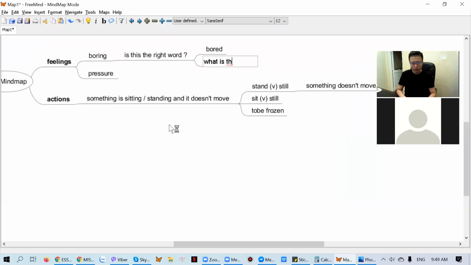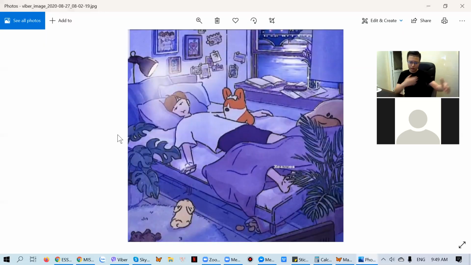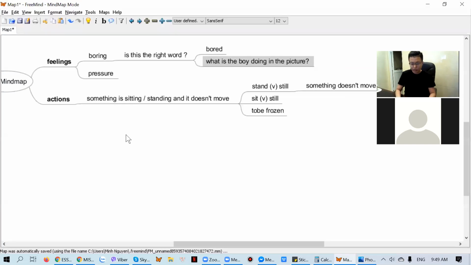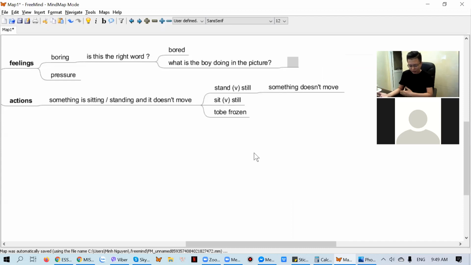What is the boy doing in the picture? The boy is lying in the bed. Can you spell the action verb? Lying on something. Lying. Okay. Lie. Can you spell the word for me?